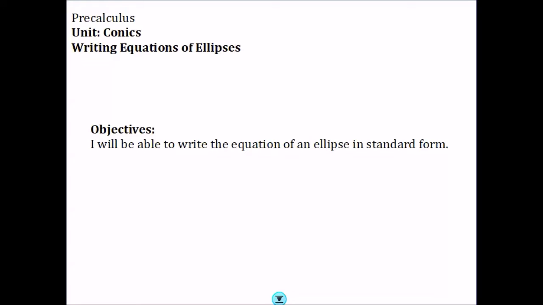Today we are going to talk about writing the equations for ellipses. By the end of this video, you should be able to write the equation of an ellipse in standard form.